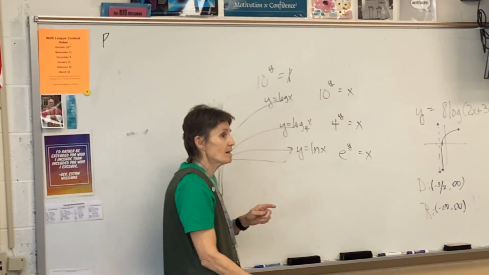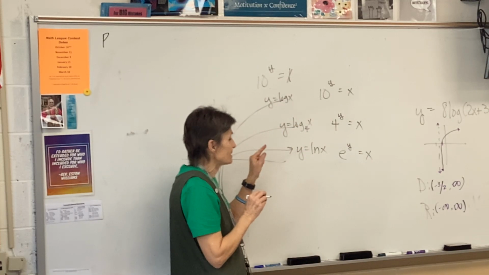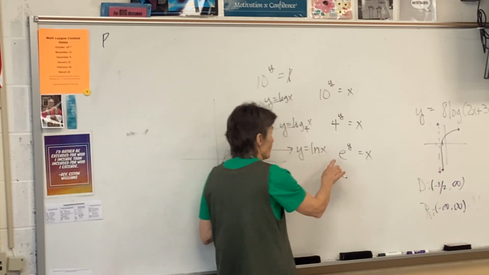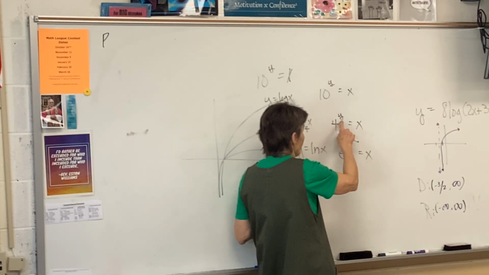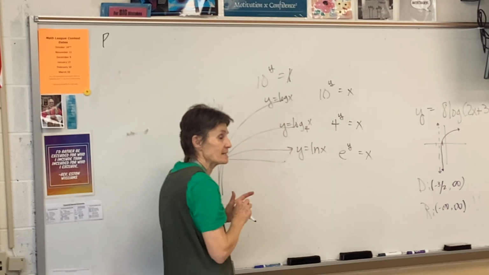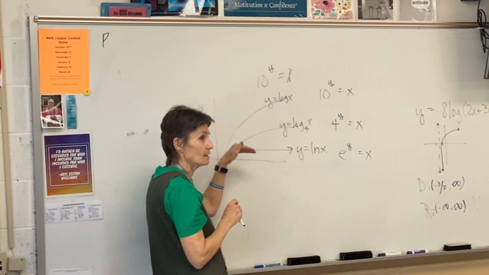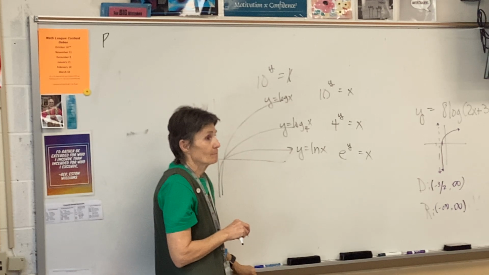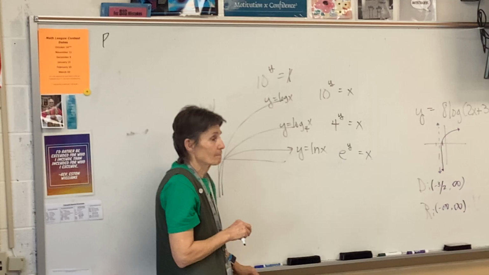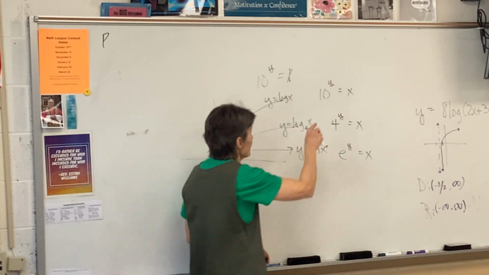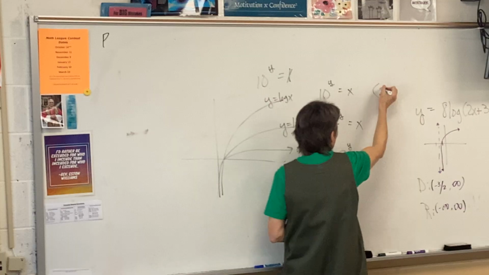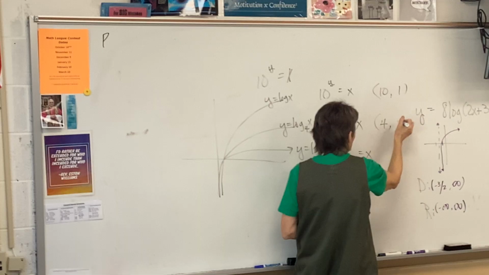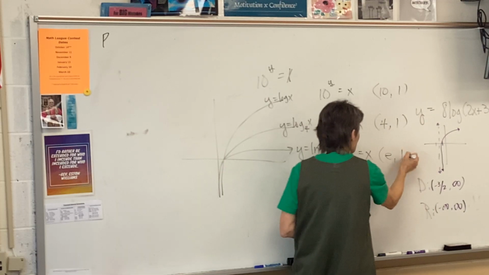Now, if we give all of these the same y value, so e to the first, 4 to the first, 10 to the first. So if they all have the same y values, so the same height, which x value will be the biggest? Well, if y is 1, wouldn't this be the point 10, 1? And this would be the point 4, 1? And this would be the point e, 1?